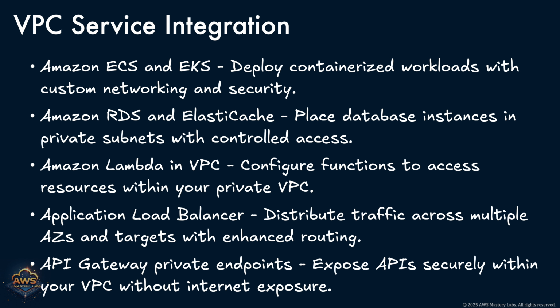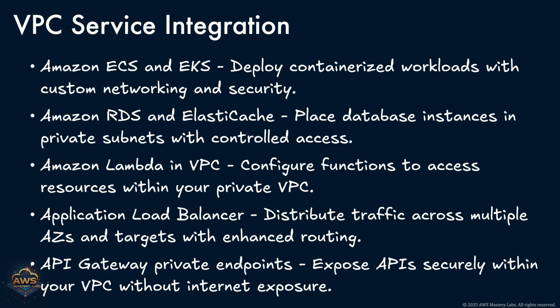Services like Amazon RDS and ElastiCache benefit from being placed in private subnets, isolating them from direct internet access while enabling tight control over who and what can connect. This is critical for protecting sensitive data and ensuring compliance. AWS Lambda functions can also be configured to run inside your VPC. This lets your serverless code securely access databases, microservices, or legacy systems hosted within private subnets without needing public endpoints.